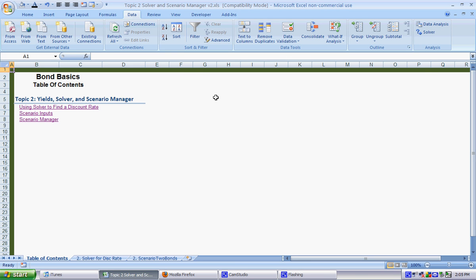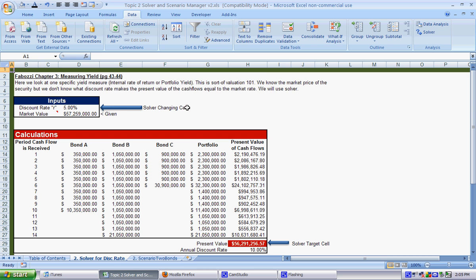Hello and welcome to this Excel tutorial on measuring yields. This is part one of two. Here we're going to look at Solver and how you can use it in portfolio valuation. So this is Fibonacci chapter 3, measuring yield. It's on pages 43 through 44.